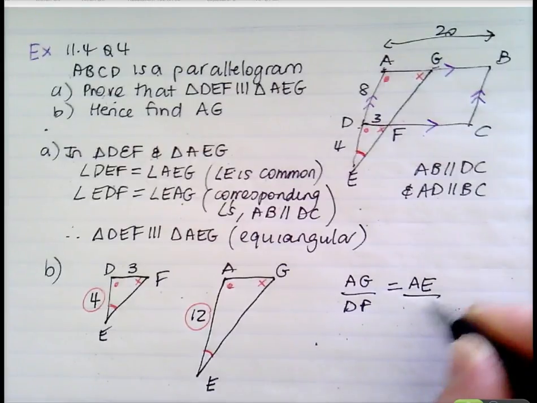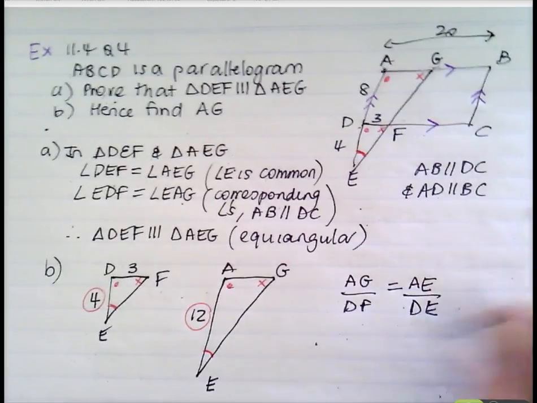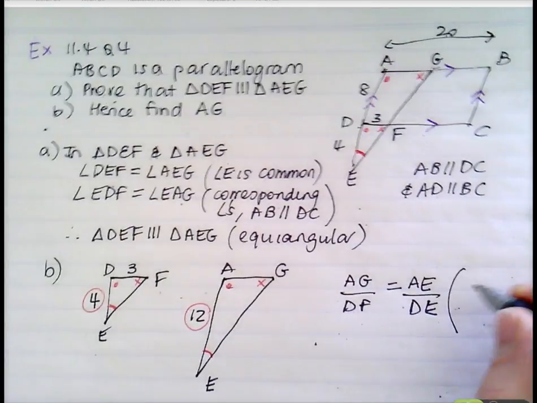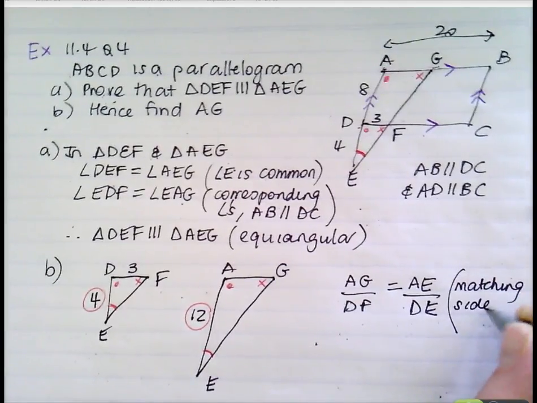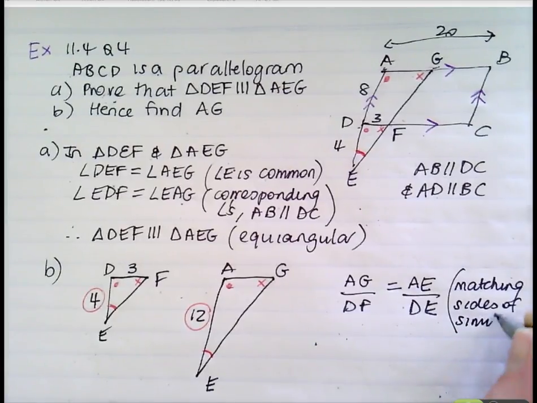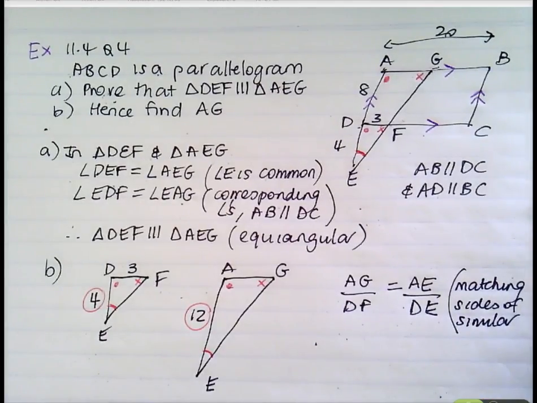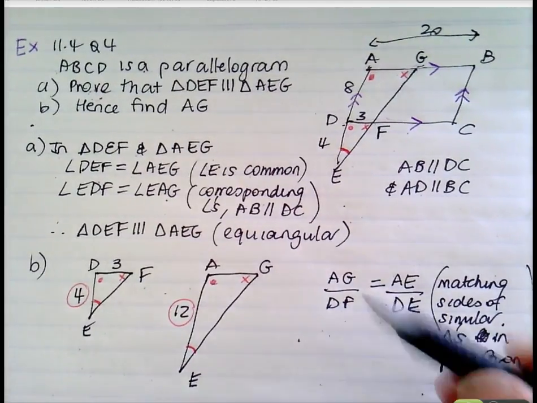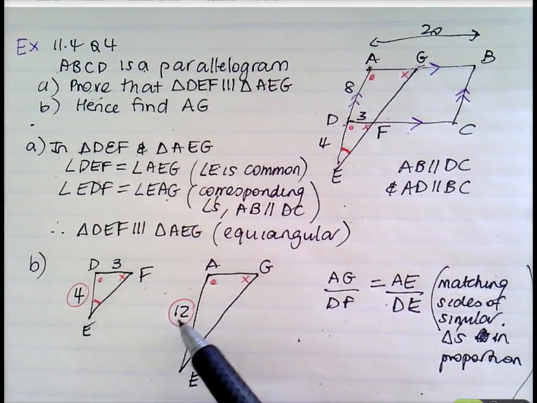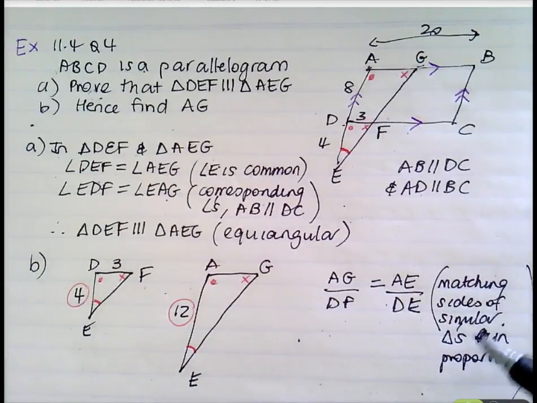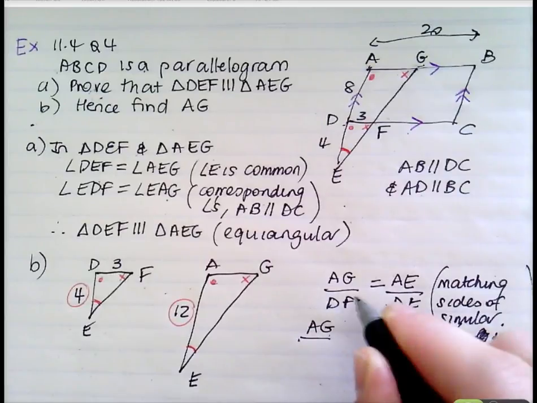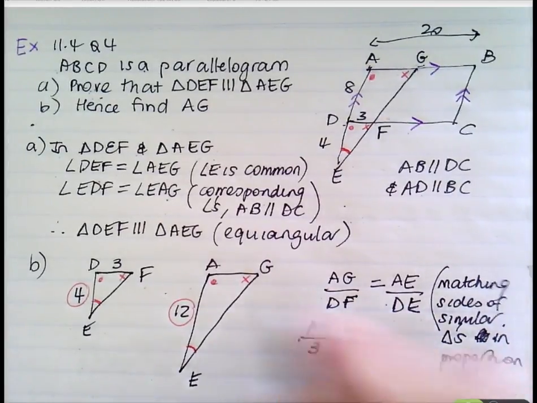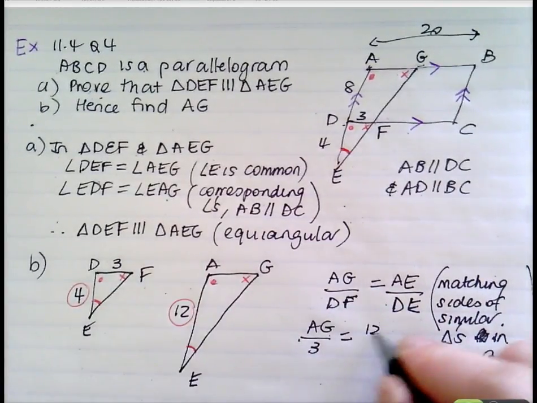Equals AE over DE. Reason, why are you writing this down? Matching sides of similar triangles in proportion. So AG over DF equals AE over DE. Reason: matching sides of similar triangles in proportion. Replacing the side lengths with numbers: AG over 3 equals 12 over 4.